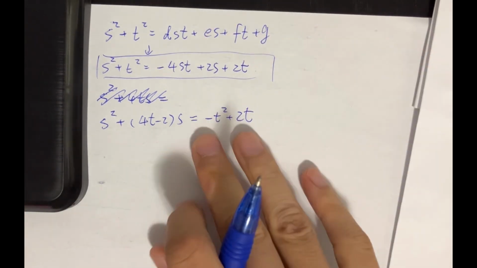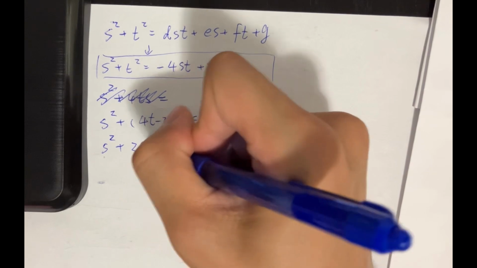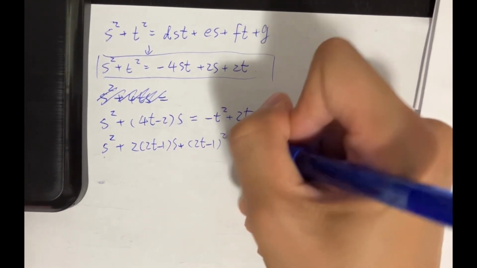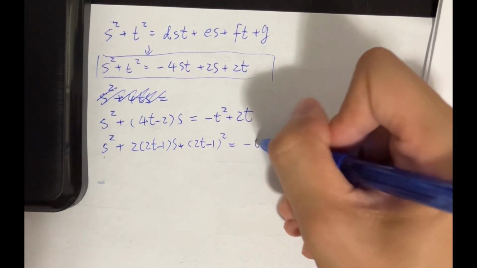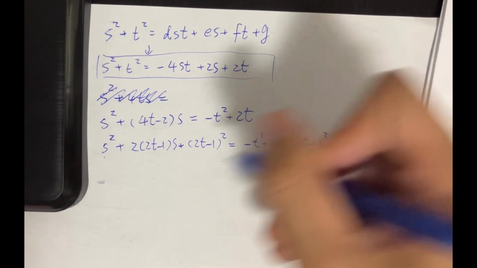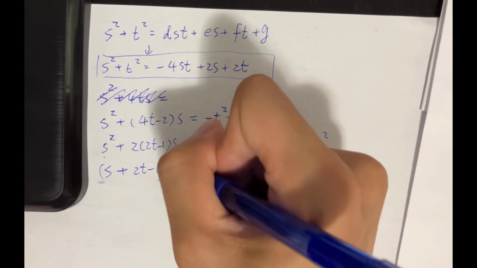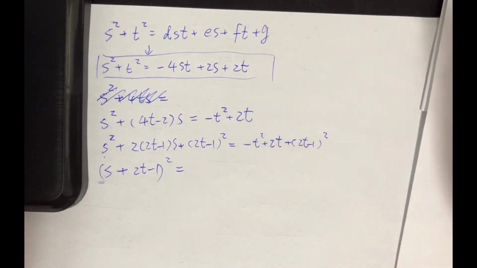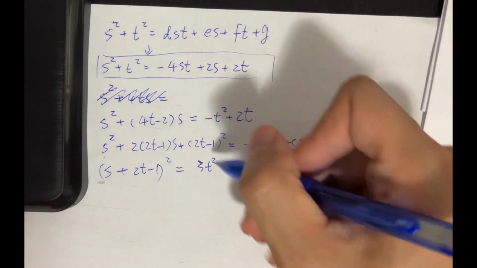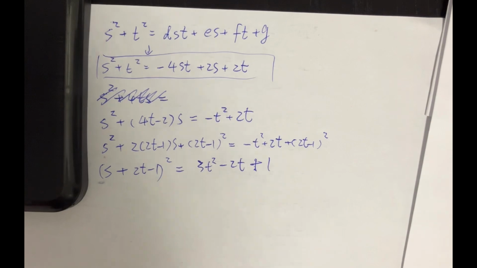The whole thing, everything with a t is moved to the other side, and now 2t minus 1 s plus 2t minus 1 squared. This is minus t squared plus 2t plus 2t minus 1 squared. This is s plus 2t minus 1 squared. Looks not too bad. On the other side, it's 3t squared minus 4t plus 1. Okay, that's what we have here.